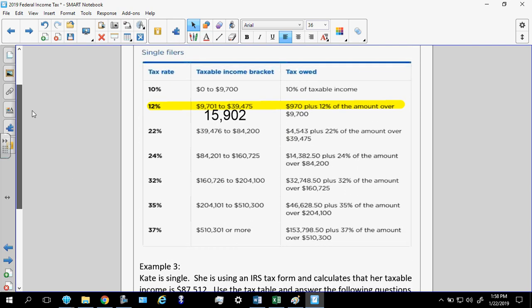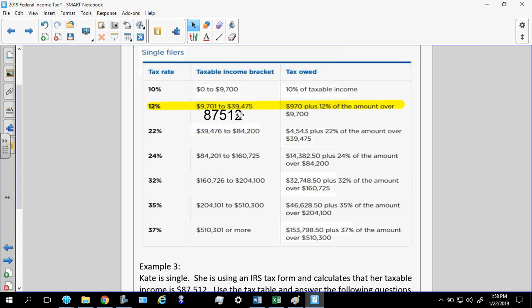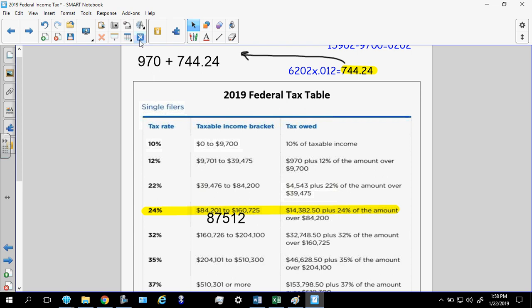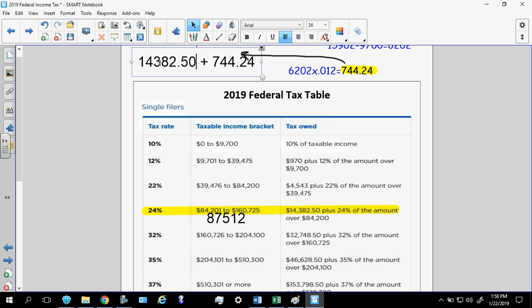87,512. You might want to skip this because I'm just going to do all this again, 87,512. So looking for 87,000. Oh, there it is. It's the 24% tax bracket. So from here, I'm going to do exactly the same thing. Notice it starts with 14,382.50 plus something. I don't know what that something is.